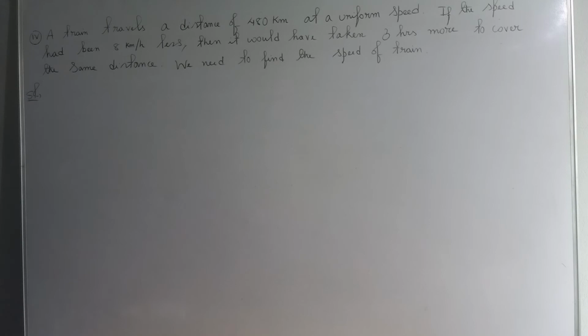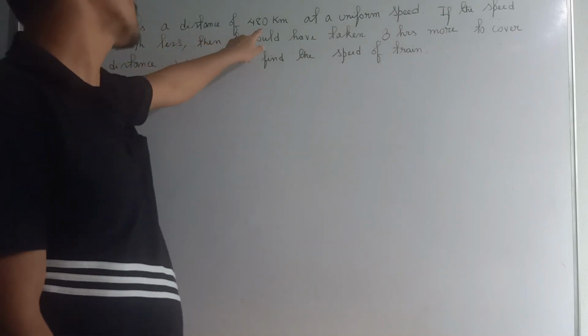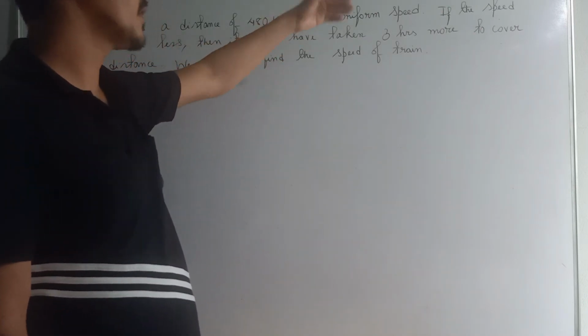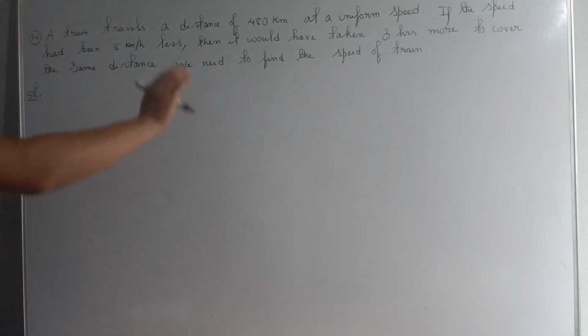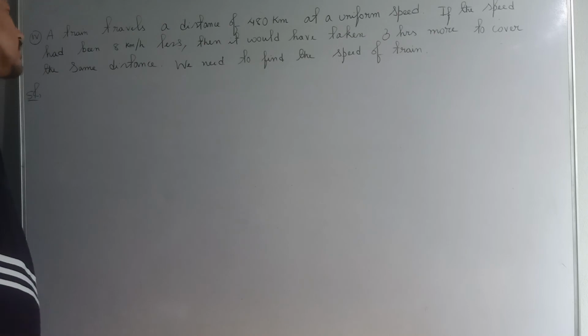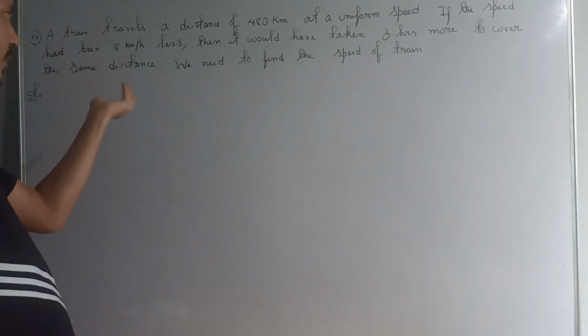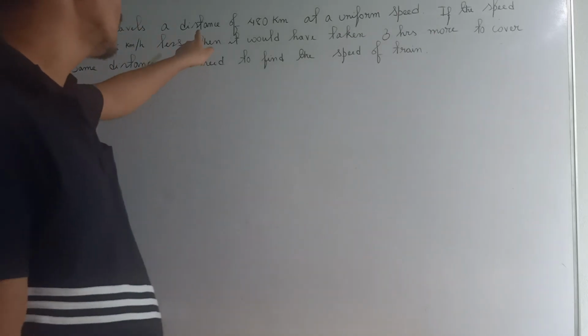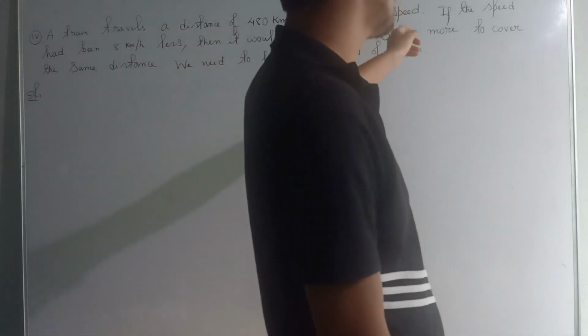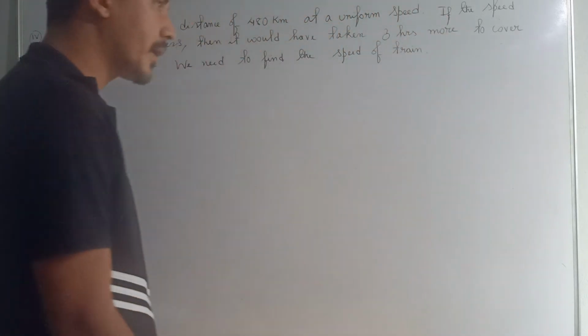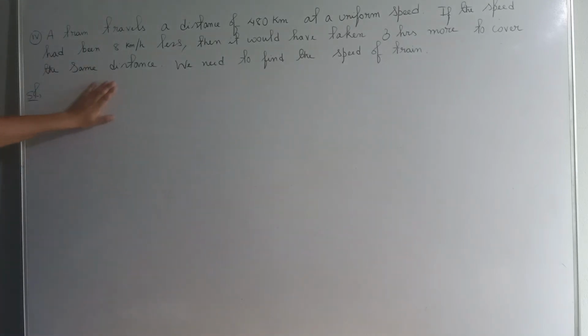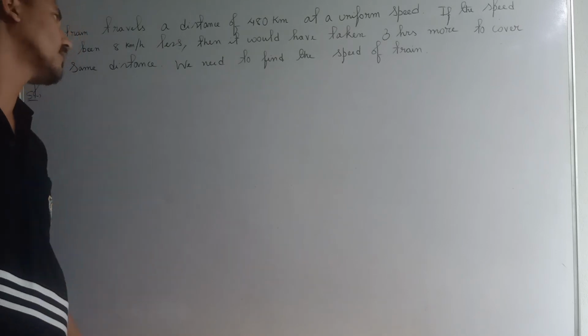So the last question of this exercise, Roman 4, question number 2, Roman 4. A train travels a distance of 480 km at a uniform speed. If the speed had been 8 km per hour less, that means the speed is decreased by 8 units, then it would take 3 hours more than the usual time for covering the same distance. We need to find what is the usual speed of the train.